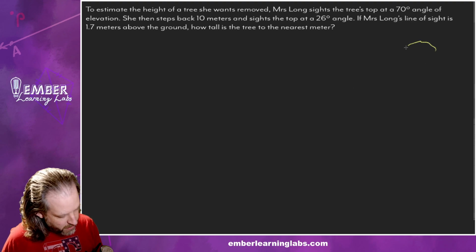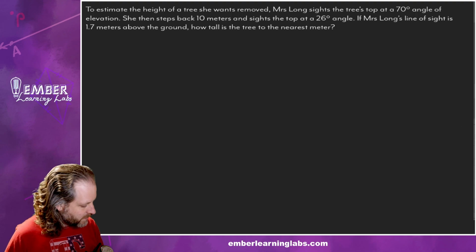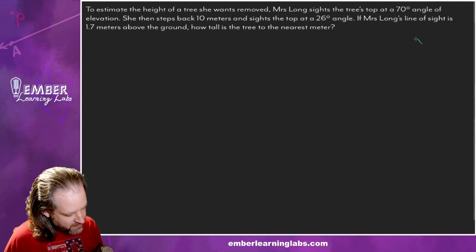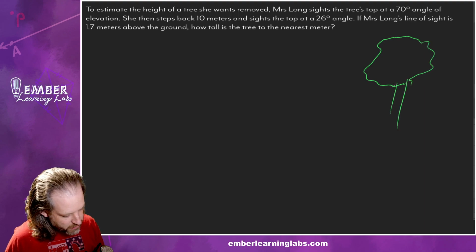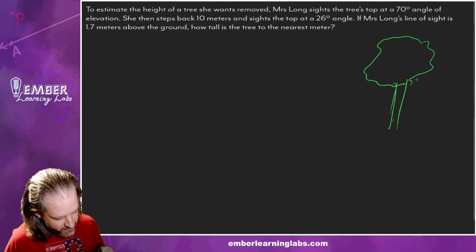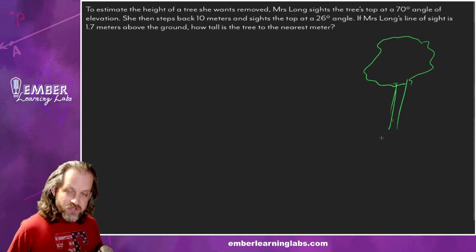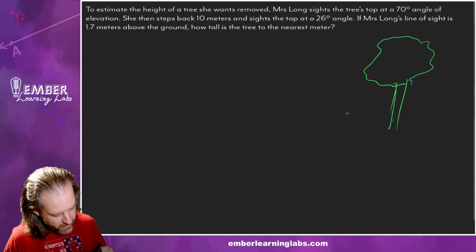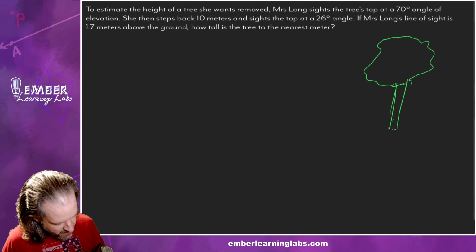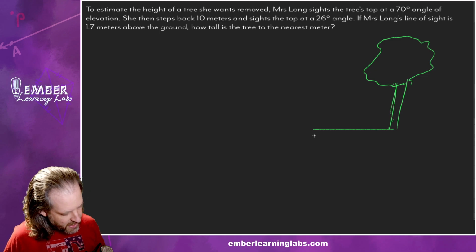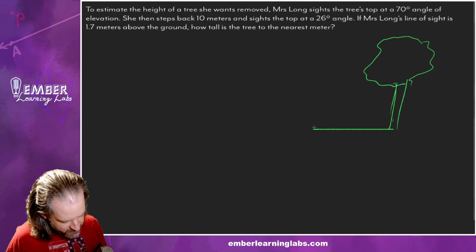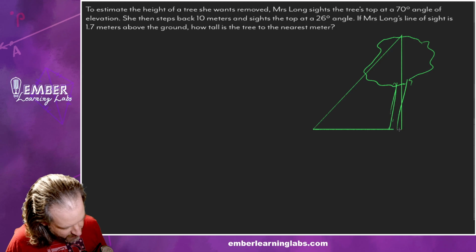So we've got this big old tree. Let's see. We've got a green in this theme here. There's a big old tree, real tall tree. There it is. Isn't it cute? So we've got Mrs. Long, who is standing close to the tree from here to here, and she sights a 70-degree angle. So from here up to the top of the tree is a 70-degree angle.